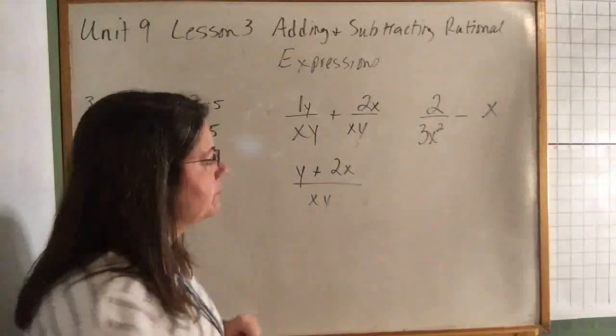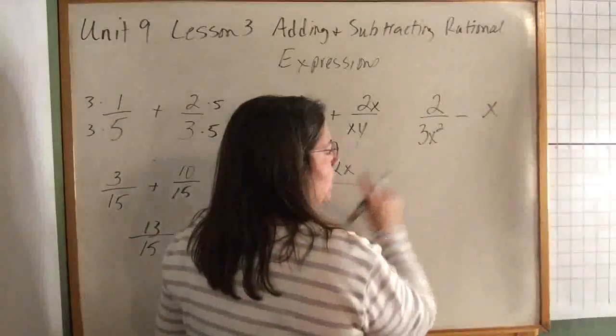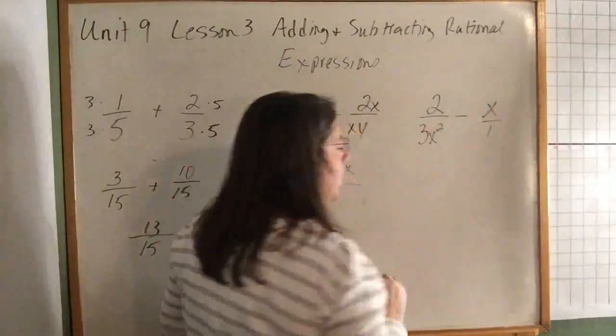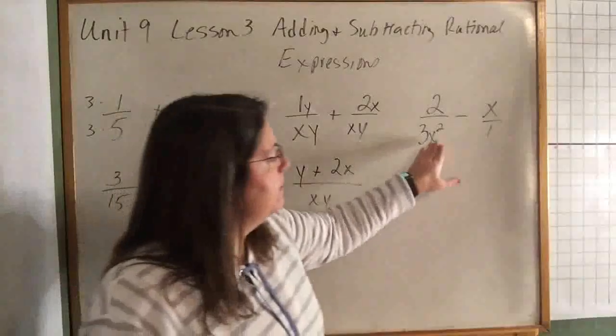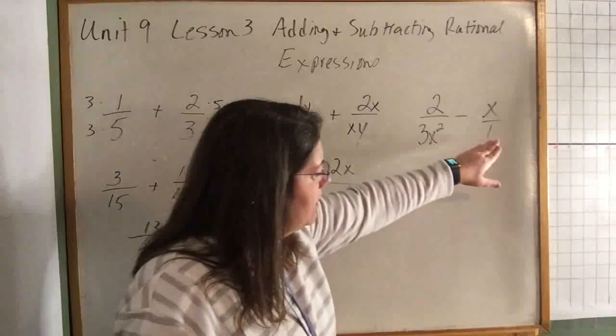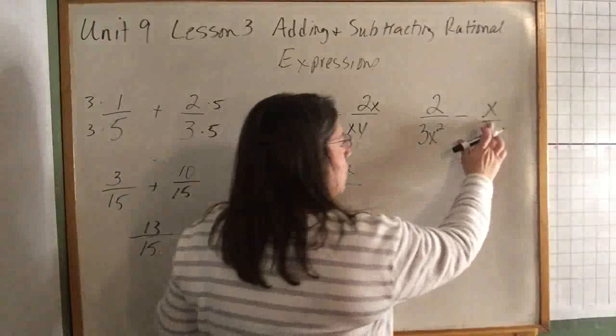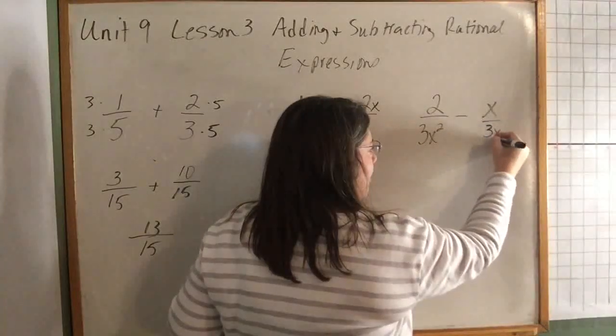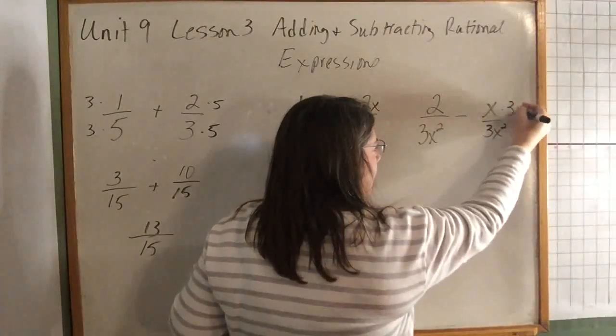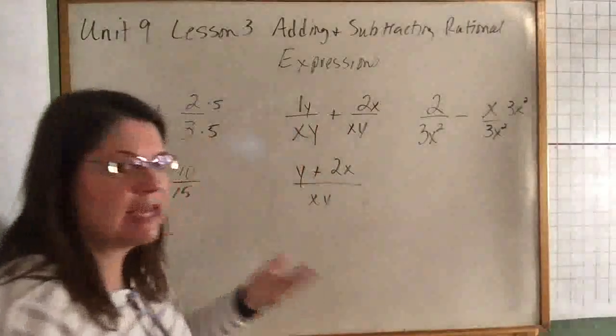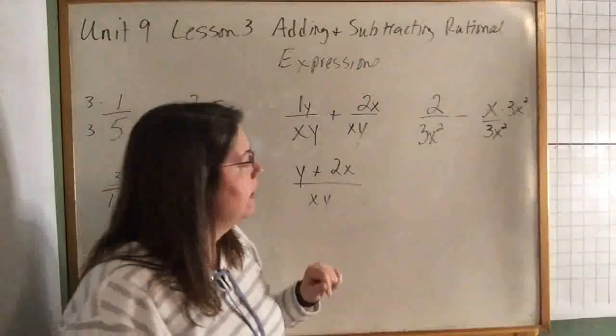For this one, this is 2 over 3x squared minus x. That's understood to be over 1. This has a 3x squared. This one needs a 3x squared. So I'm going to multiply the top and the bottom by 3x squared. I can get rid of the 1 because 1 times anything is itself. So the 1 doesn't really need to be there.